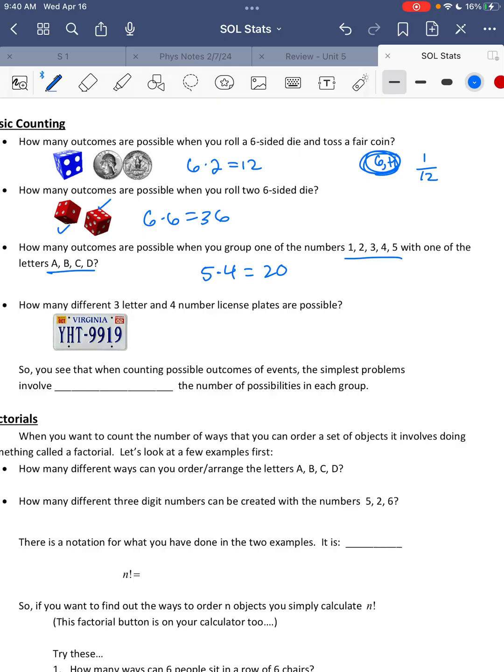So how many different 3-letter and 4-number license plates are possible? All right, so look, 3 letters. There's 26 letters in the alphabet, right? So you have 3 letters, so that's 26, 26, 26. Now you don't often see the same letter repeated, but it is possible to have the same letter 3 times, so I kept putting 26 here. And the numbers 0 through 9, that's 10 numbers, so 10, 10, 10, and 10. What you would end up doing is you would multiply all these things together, and it comes out to a huge number here. I'm not going to go figure it out. All right, so you see that when you're counting the possible outcomes, the simplest problems just involve multiplying the number of possibilities in each group.